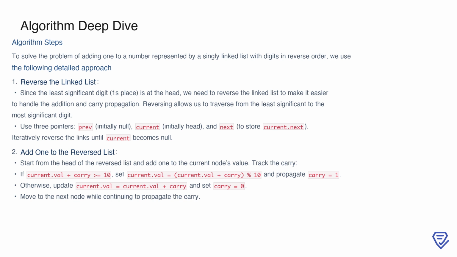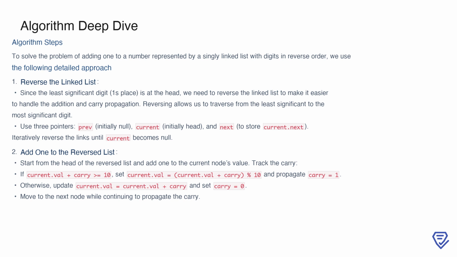Initially, previous is set to null, current points to the head of the list, and next temporarily holds the reference to current.next. We iteratively update the links so that current.next points to previous, effectively reversing the direction of the list. Once the current node becomes null, the reversal is complete.